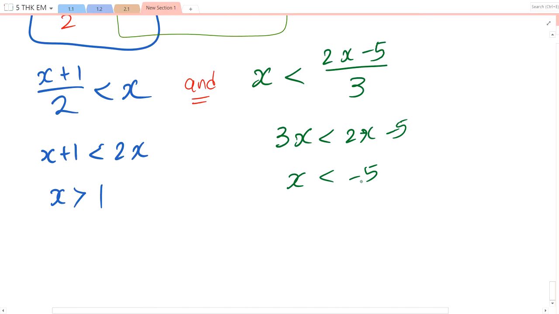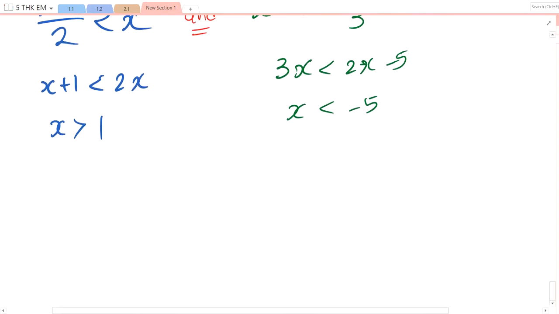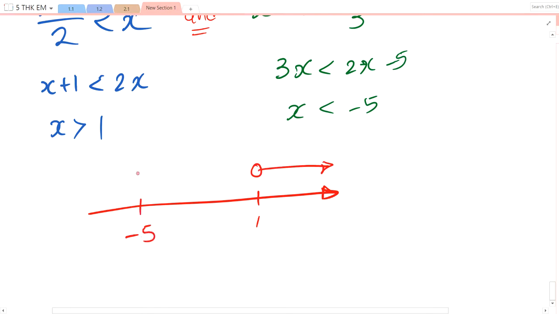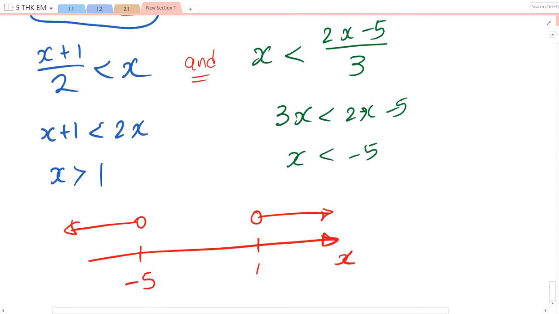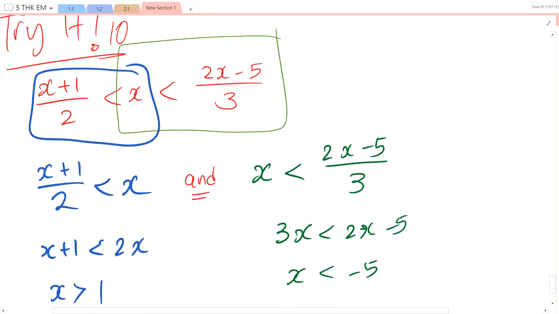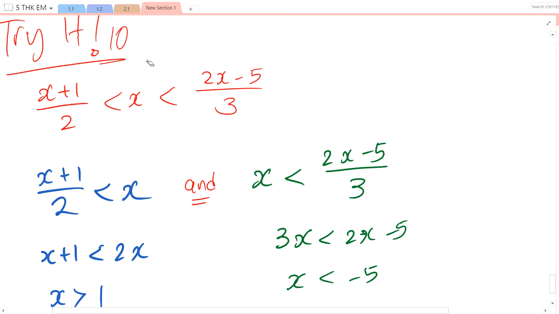Is this what you had, Gaius? Yeah, x greater than 1, x less than negative 5. Let's see whether it is possible for this to happen. X is greater than 1. Over here, x is less than negative 5. I don't see any region of intersection. So this must mean that there is no solution. No matter what value of x you choose, you will never be able to satisfy the original equation.